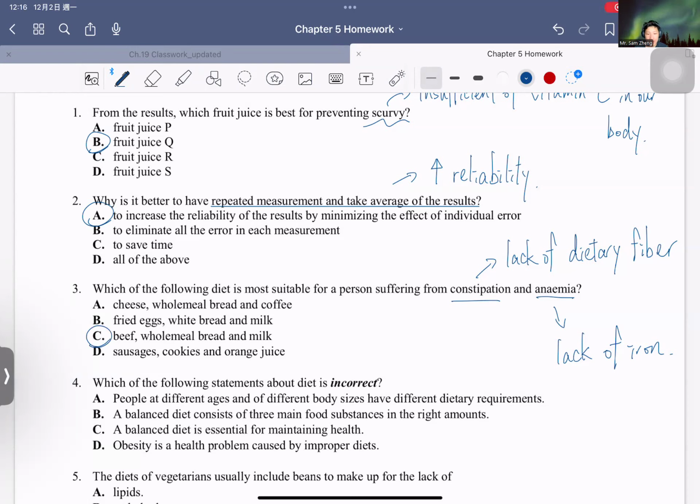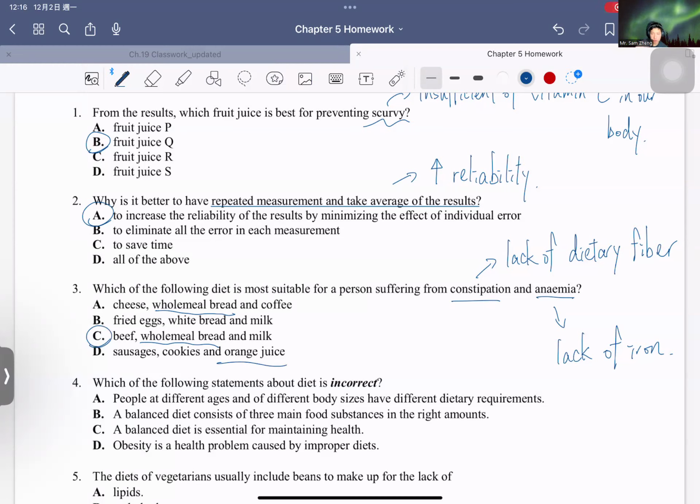But on the other hand, for constipation, we need to look for something that is rich in dietary fiber. And at the same time, when we look at it, we can see that of the food here, only the wholemeal bread and also the orange juice will contain the dietary fiber.